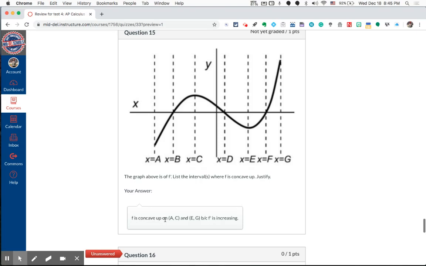So f is going to be concave up. We're looking for concave up wherever the derivative is increasing. So we're increasing from a to c, and we're also increasing from e to g. So f is concave up from a to c and e to g because f prime is increasing.